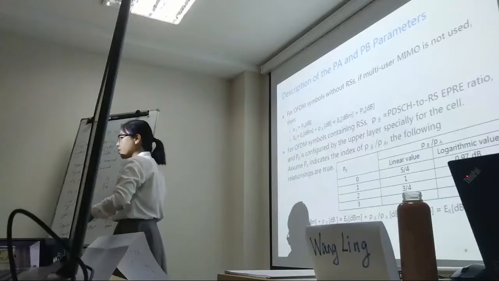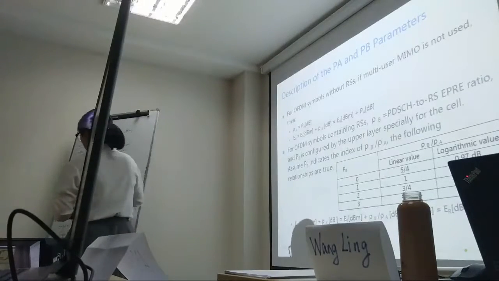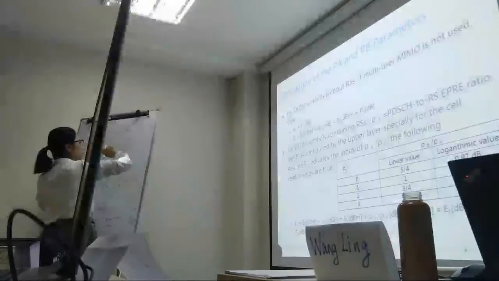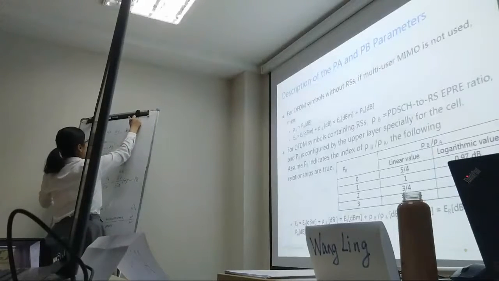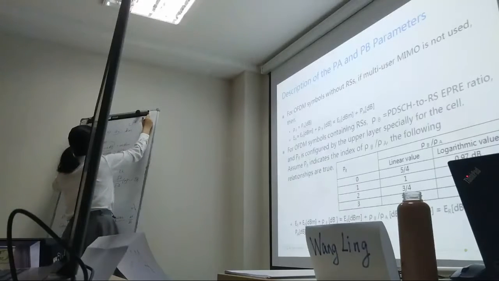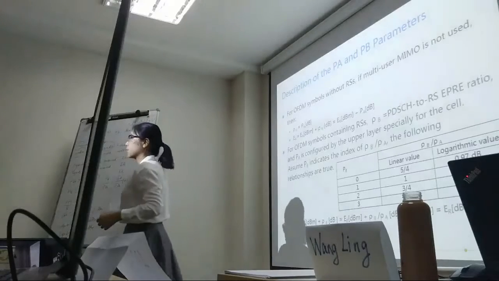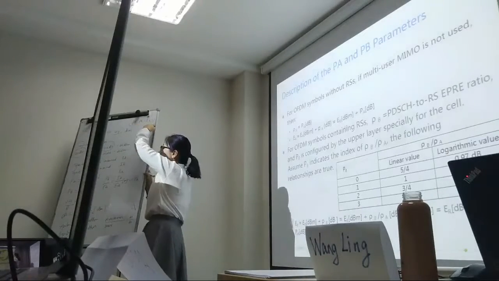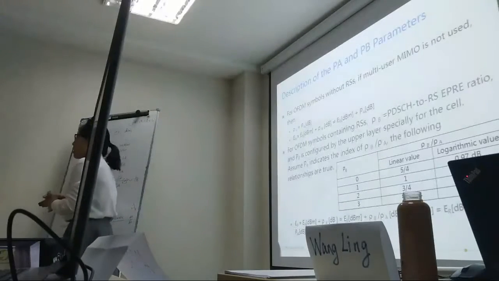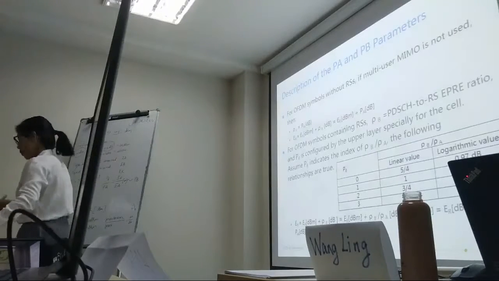So how to calculate the values now? I give you one example. If we set the PA and the PB as -3 and 1, how to calculate the utilization? For the utilization, we should first calculate the symbol power.